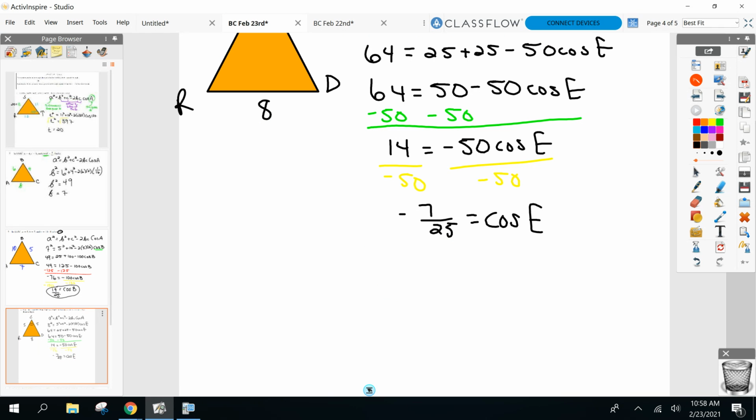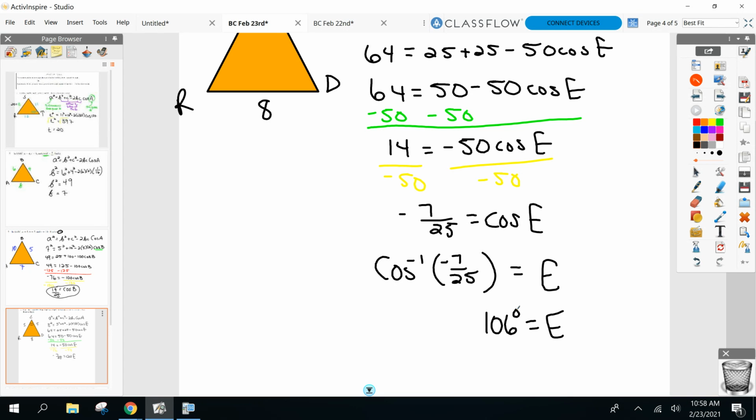So if you need angle E, I'm going to take the inverse of cosine, negative 7 over 25 in my calculator. Yes. So this is as far as I'm going to have you go with this law of cosines. And I believe there's rounding directions. A nearest degree. 106.